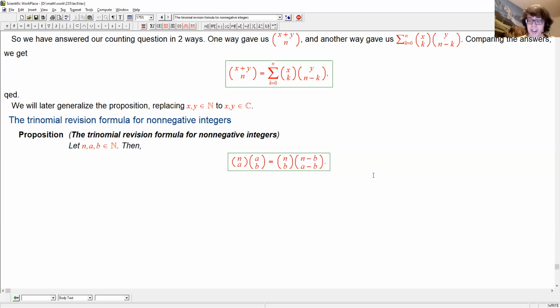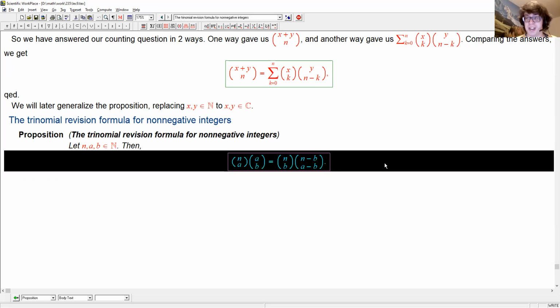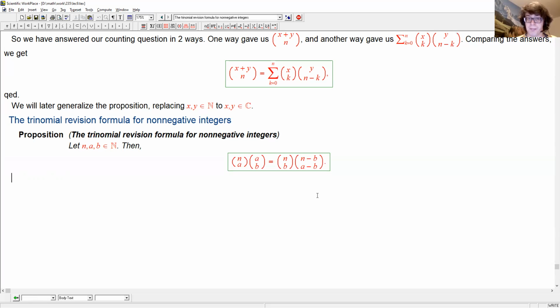If you've been paying attention to the solutions of the homework problems, we've actually used particular cases of this a couple of times. We have used this long ago, I think in the case when a and b are less or equal to n, or a is less or equal to b, something like that. So how do we prove this by double counting?